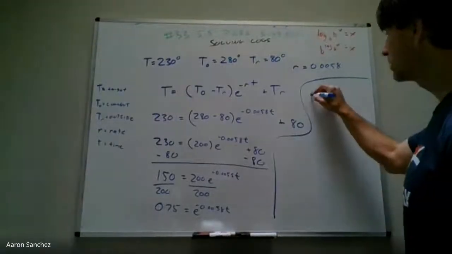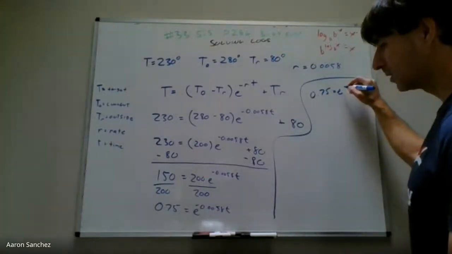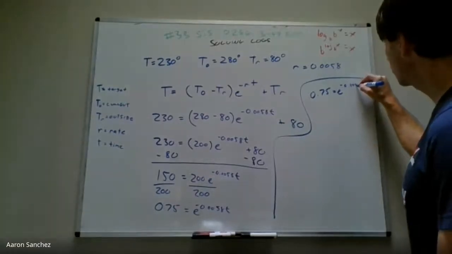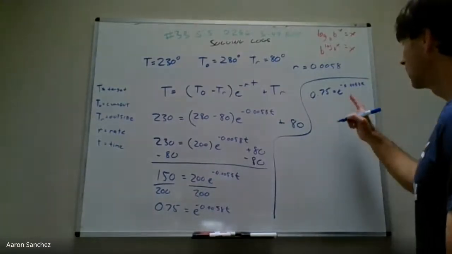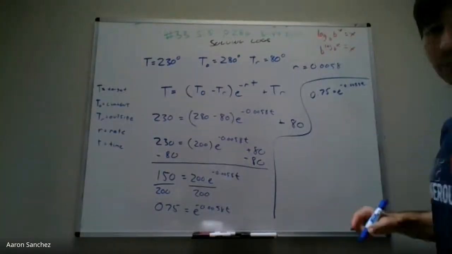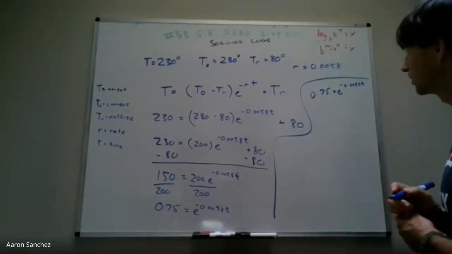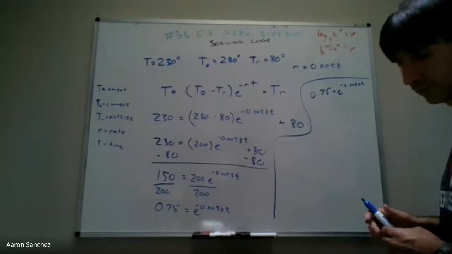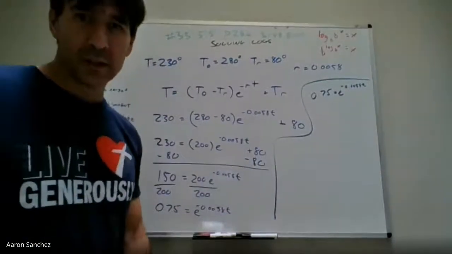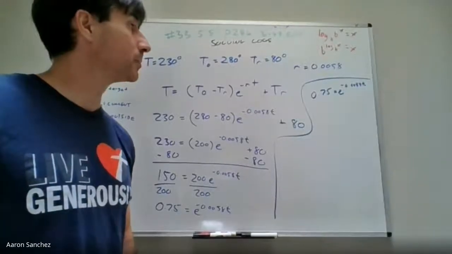Okay, so I have 0.75 equals e to the negative 0.0058t. Here's the $1 million question. Who remembers how we can get rid of this e with an exponent there? What do we do? We just did it. Gianna, what do you think we do? We did it in the last problem. How do I get rid of the e?